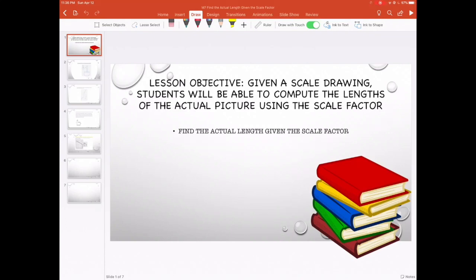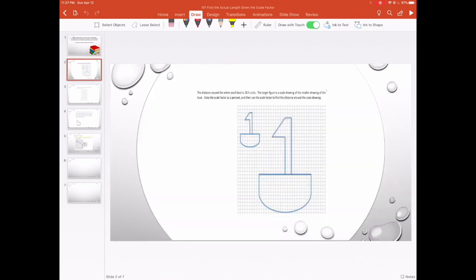Hi guys, today we're going to use the scale factor and percentage to find the actual length of any given drawing. So the objective is, given a scale drawing, students will be able to compute the length of the actual picture using the scale factor. In other words, finding the actual length given the scale factor. So this is our problem, question number 1.